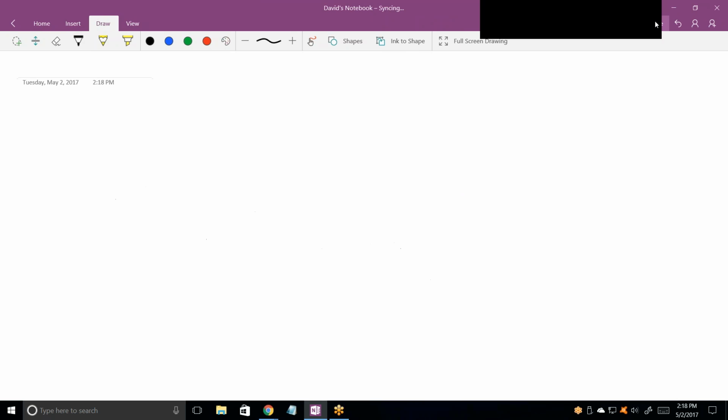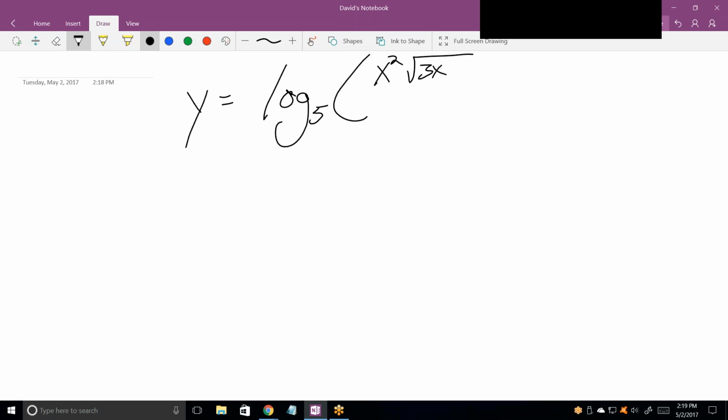Okay, so the next one that I have is y equals log base 5 of a big parenthesis, and this is a fraction. This is all in the numerator first of all: x squared, and then the square root of 3x plus 1. And then that's all over x minus 2 in parentheses to the power of 4.